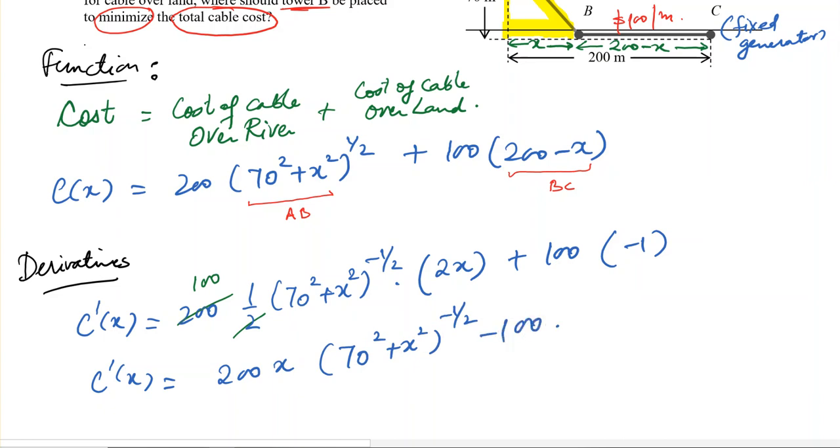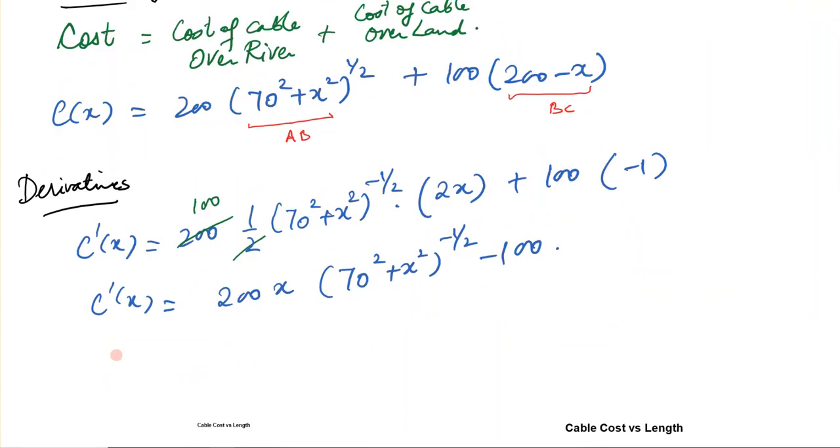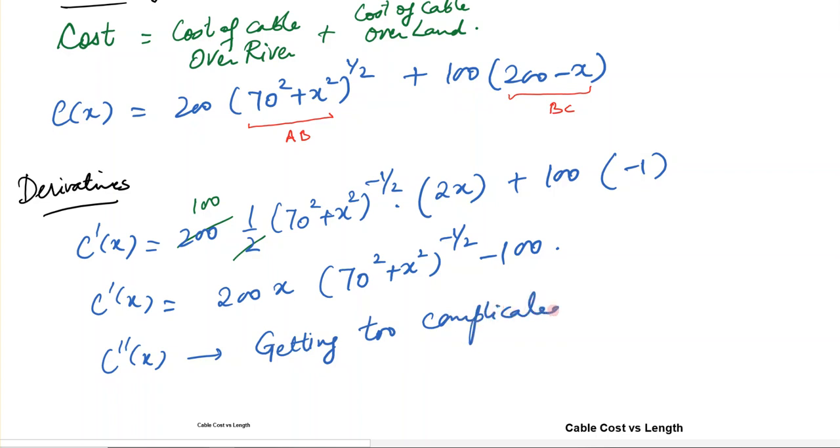And usually when we find the critical value, to figure out whether it's a point of maxima or minima, we also take the second derivative. But in this case, if we need the second derivative, we need to apply the product rule, so it's getting complicated. So let's just not do that. We can simply use the first derivative test to figure out whether it's a point of maxima or minima.